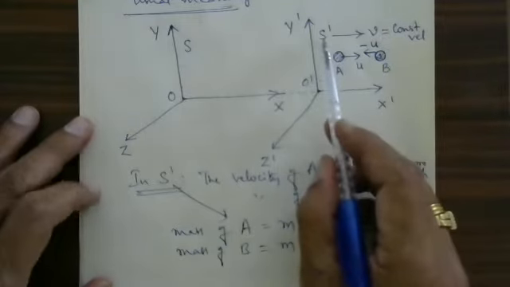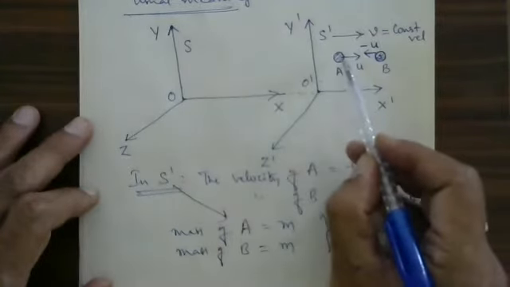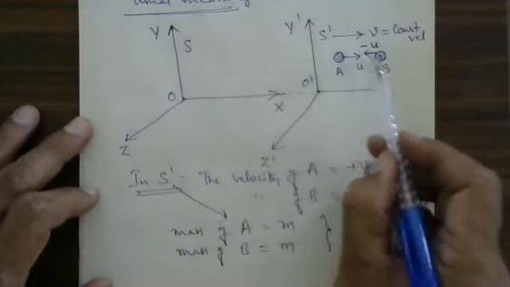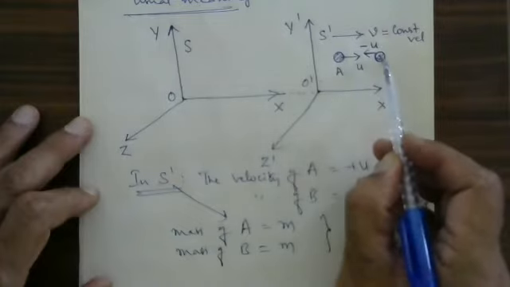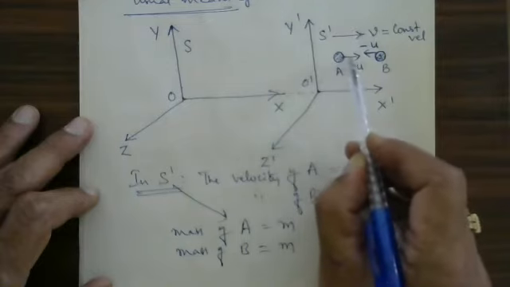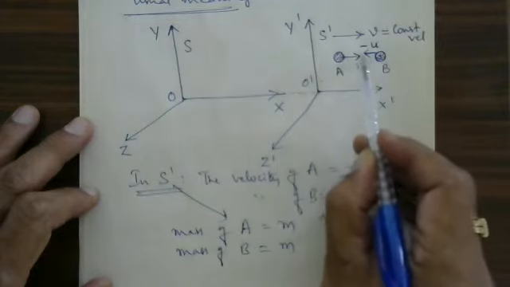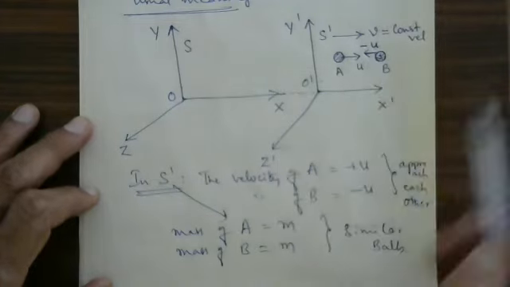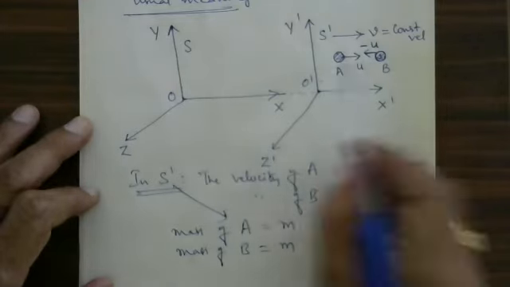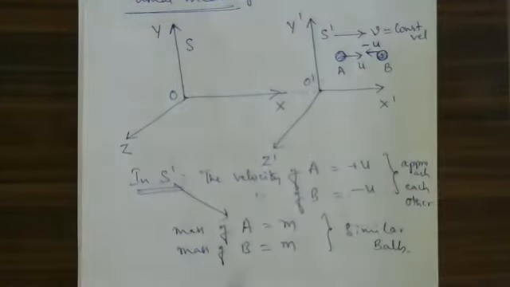Let us consider the frame S dash. In the frame S dash, I have chosen two similar elastic balls, A and B. A is moving along the positive x direction with a velocity u. B is moving along the negative x-axis with a velocity minus u. Because of that, I can say both the balls approach each other with a common velocity u, moving towards each other.